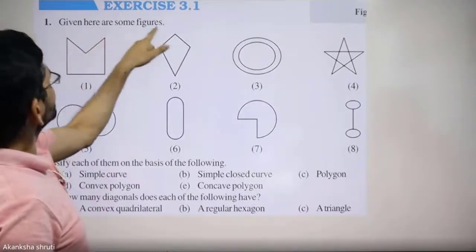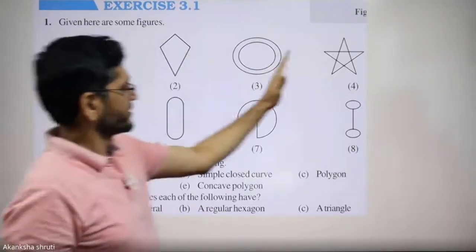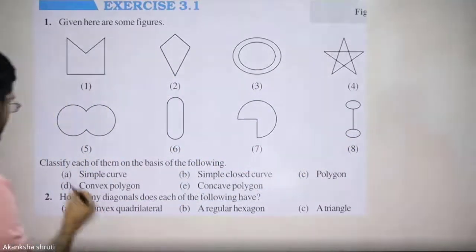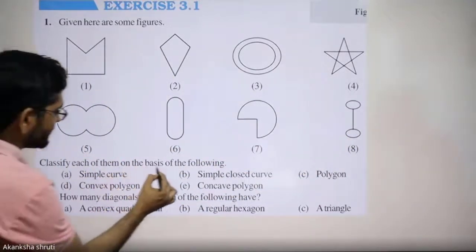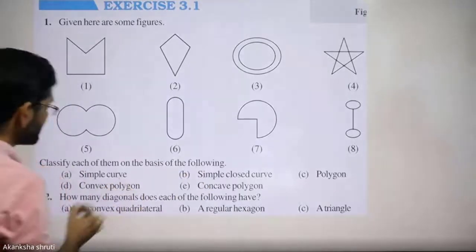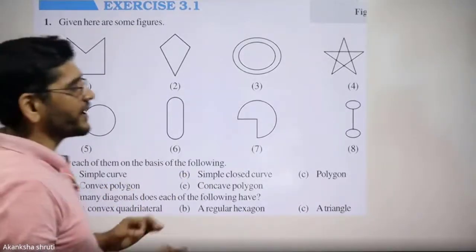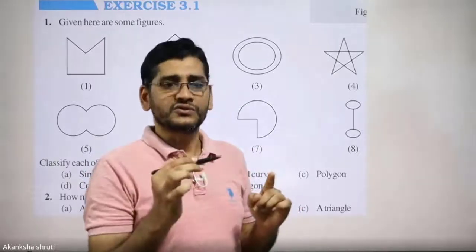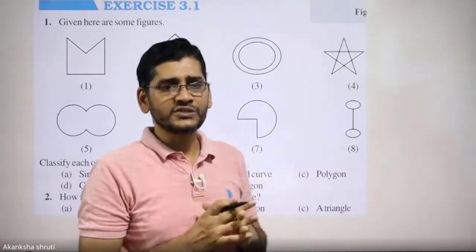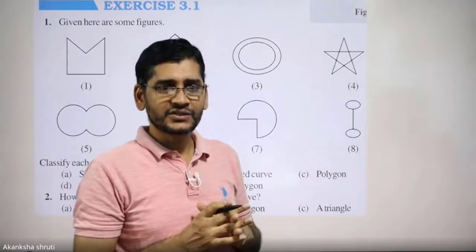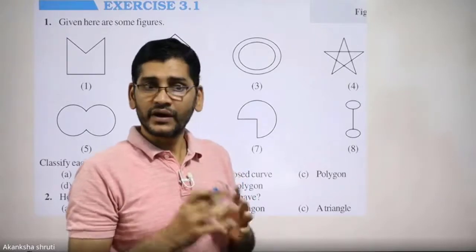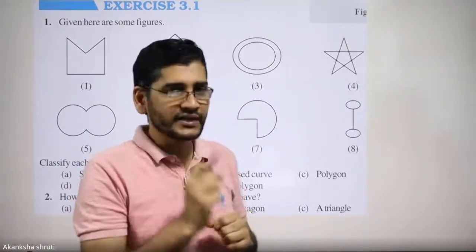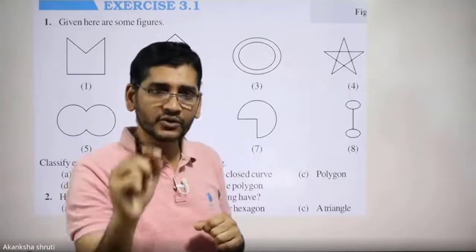Some figures are given here. Total 8 figures are given. So classify each of them on the basis of the following. First, simple curve. Student, a simple curve means a curve which is closed or may not be closed, but it bounds only one kind of area or only one closed path.